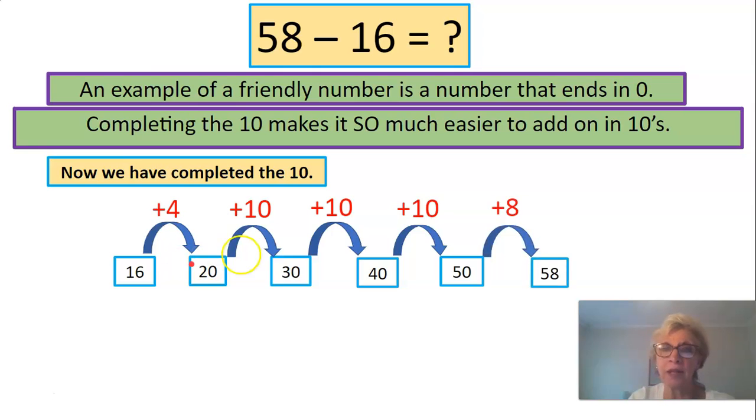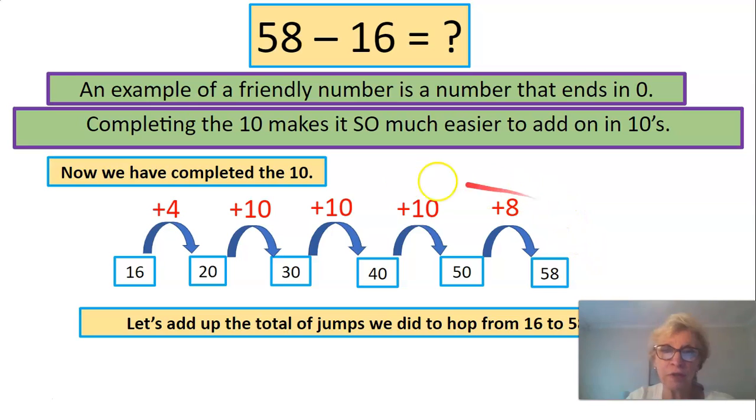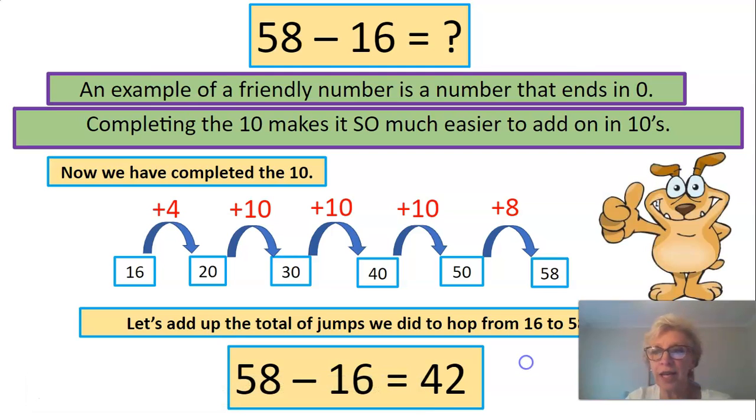Plus 8 is 58. Now, let's add up the total jumps we did to get from 16 to 58. And this is where we add our total jumps up, and this is where our answer is. So the question is, how many jumps did I have to do to get from 16 all the way to 58? I always start counting from the biggest to the smallest numbers so that I know I don't leave any out, which is easy to do when you're doing this method. So 10 plus 10 is 20, plus 10 is 30, plus 8 is 38, plus 4 is 42. So 58 minus 16 is 42. Excellent.